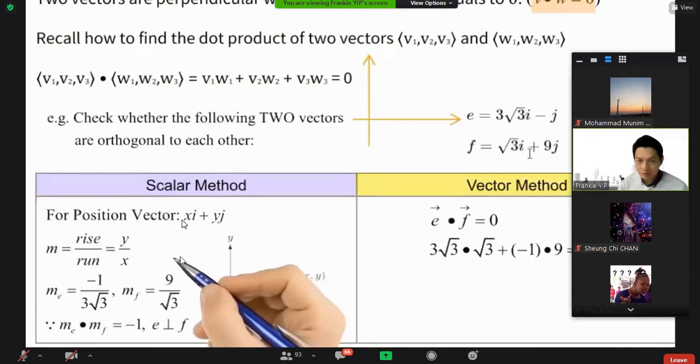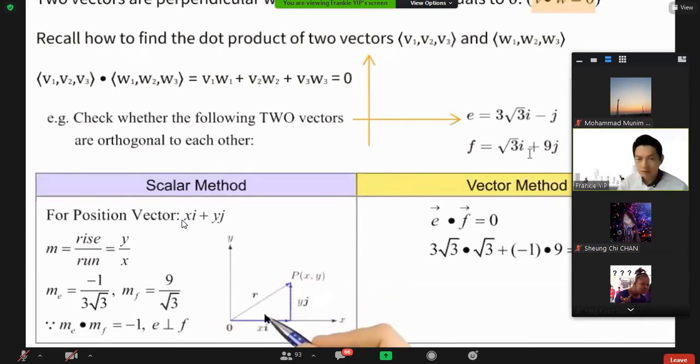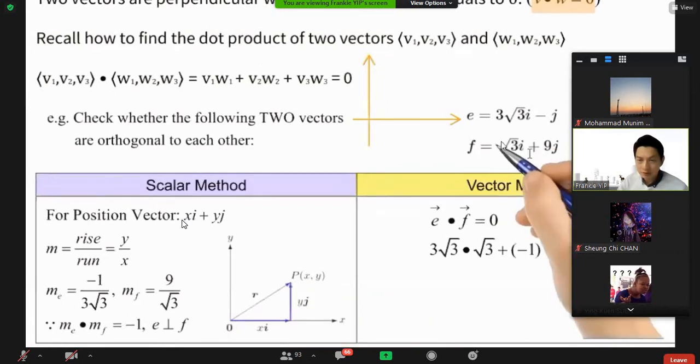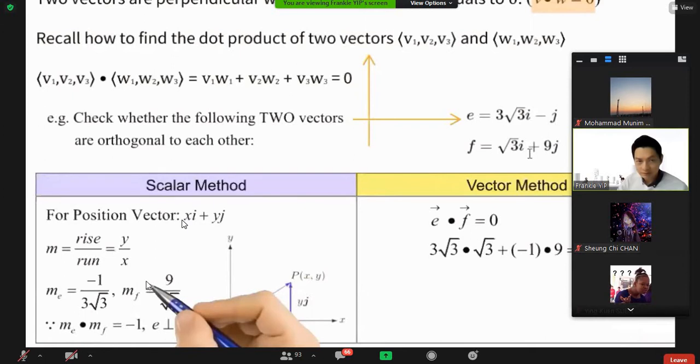First of all, we find the slope of each vector. For example, here we have 3 times square root 3 i minus j, and this one we have square root 3 i plus 9j. So first of all, we find the slope first. How can I find the slope? It's by y over x.